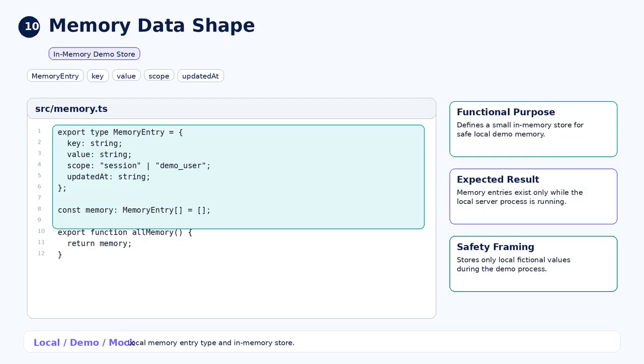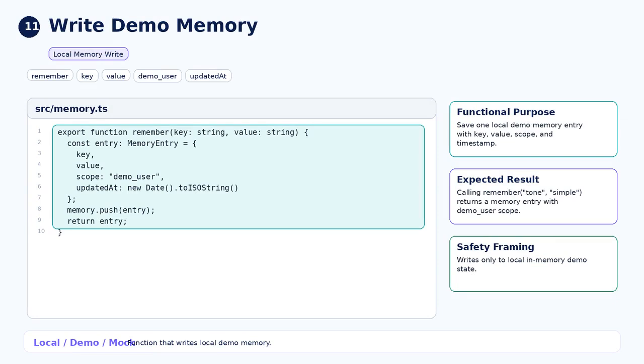That idea leads directly to memory data shape. Memory needs structure before it becomes useful. Each entry has a key and value. The scope tells us the memory belongs to this demo user context. The timestamp helps show when the memory was updated. The local array keeps the demo simple. Because it is in memory, it resets when the server restarts. That is acceptable for a tutorial and easy to verify.